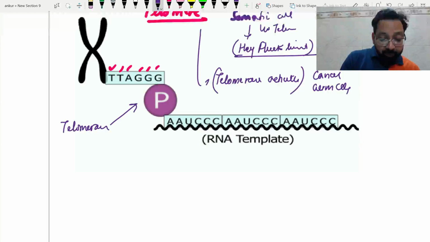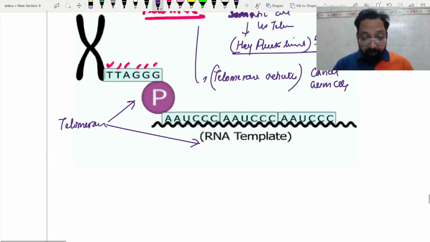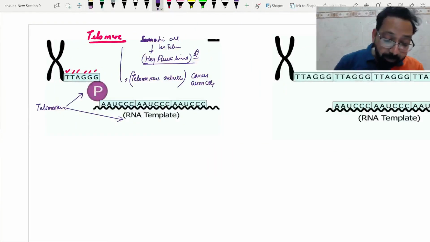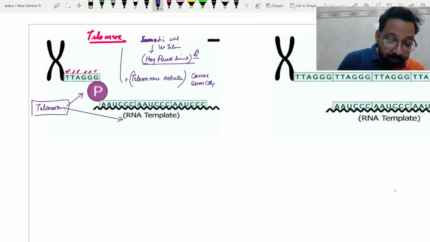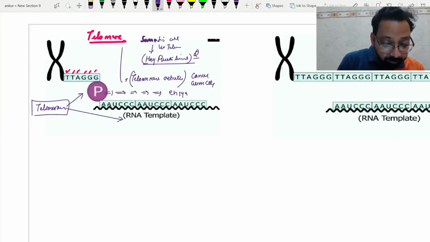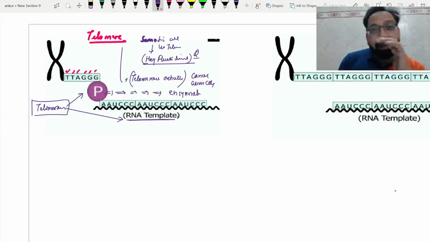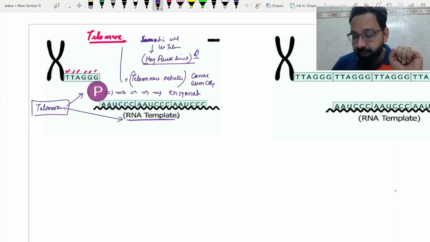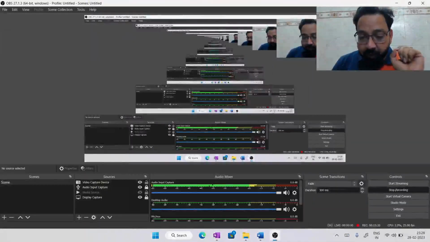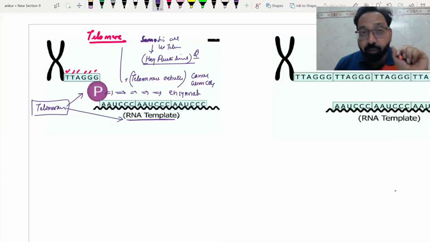has two components. One is protein, second is RNA template. What happened? The telomerase protein has the enzymatic activity, and this RNA is the template. So is enzymatic activity present in RNA or protein? Yes, it is present in protein. And you know that this is not a ribozyme. Ribozymes are RNA having enzymatic property, but telomerase is not a ribozyme. The enzymatic activity is present in protein.